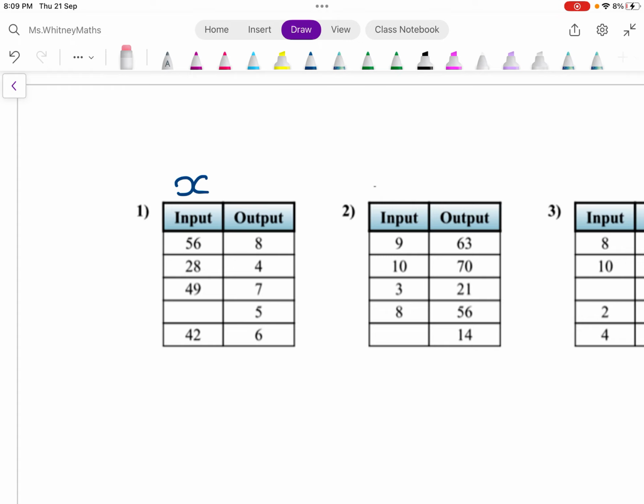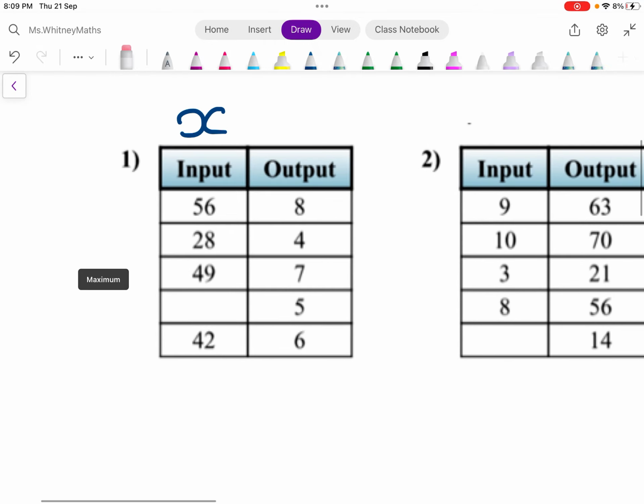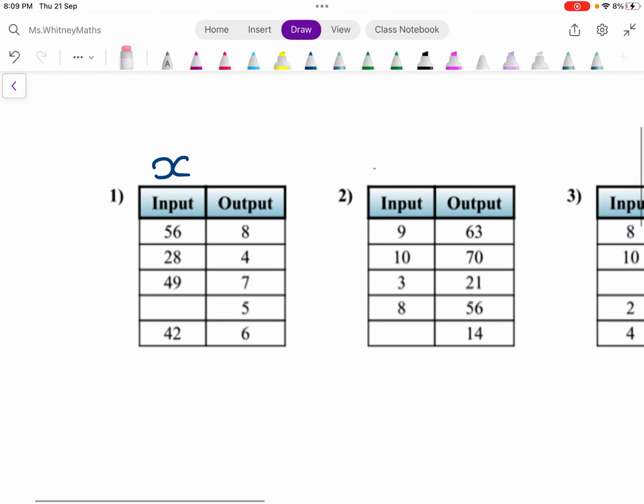Okay, so let's look at the x. What we need to do is look at what mathematical operation we are doing to the x to get the output. We're also going to look for the missing value. So let's have a look at these first 3 and the bottom one. We are dividing by 7. So what we're actually doing is x divided by 7, and that gives us the output.